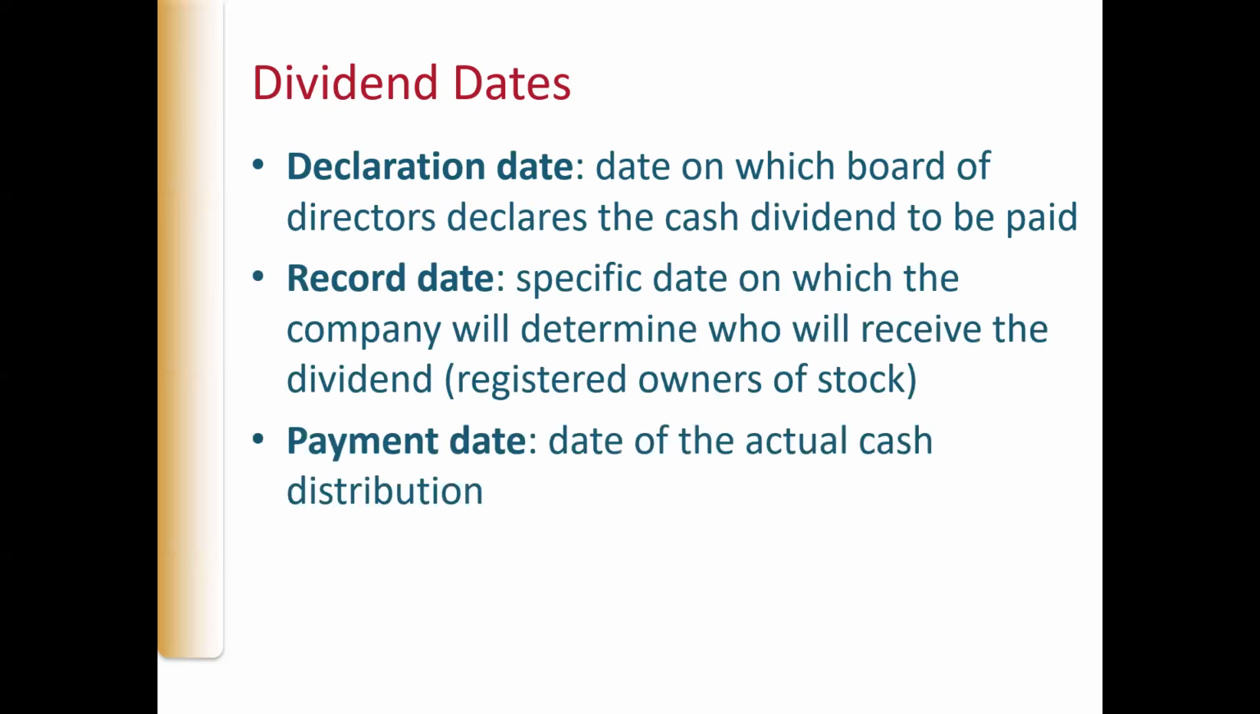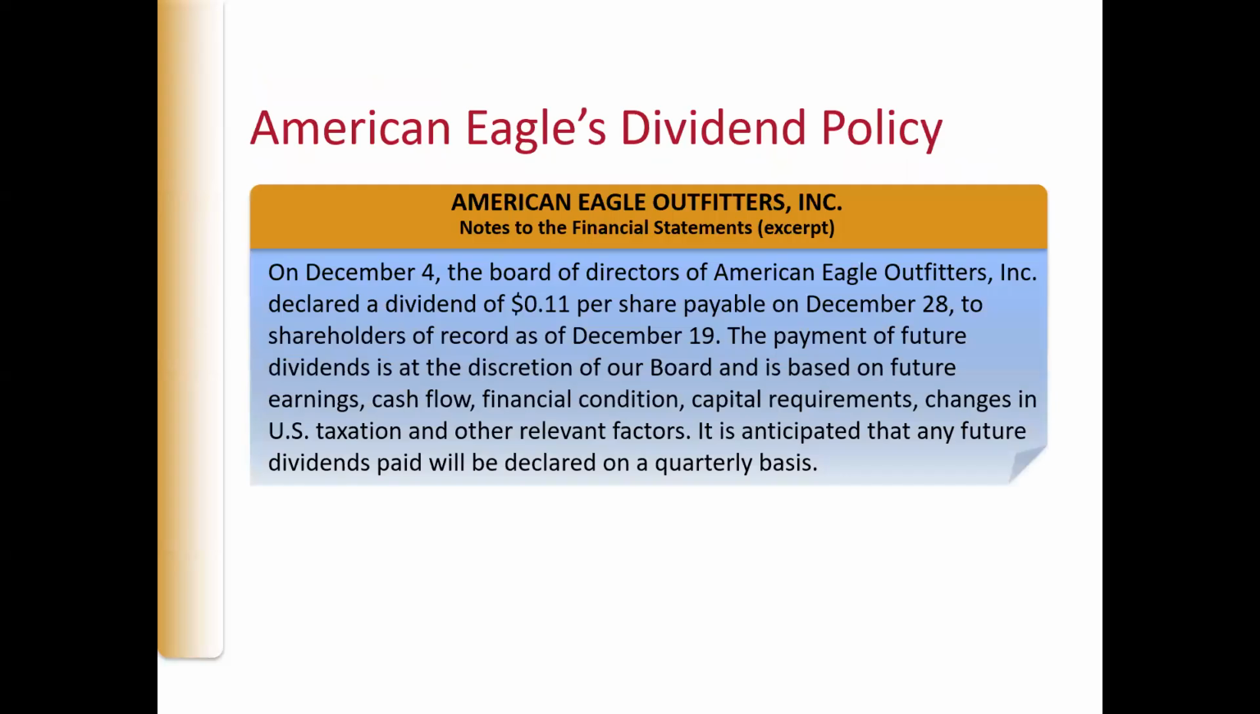There are 3 dates we need to be aware of in paying dividends. There is the declaration date, the date they say, hey, dividends are getting paid. There's the record date, the date on which those shareholders on record with the company will receive those dividends. And then there's the payment date, the date when the dividends are actually distributed.